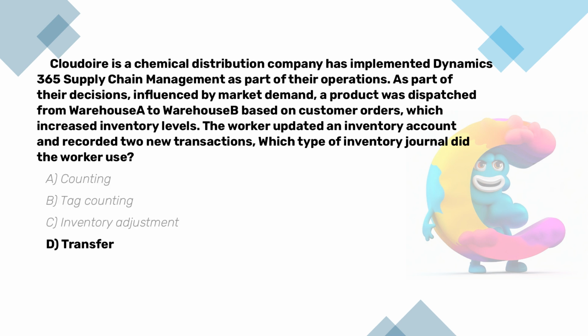In Dynamics 365, when inventory moves from one warehouse to another, this action is recorded in the transfer journal. This journal is used to move goods between work in process and finished goods accounts or any appropriate inventory accounts, facilitating the transfer process within the supply chain management.